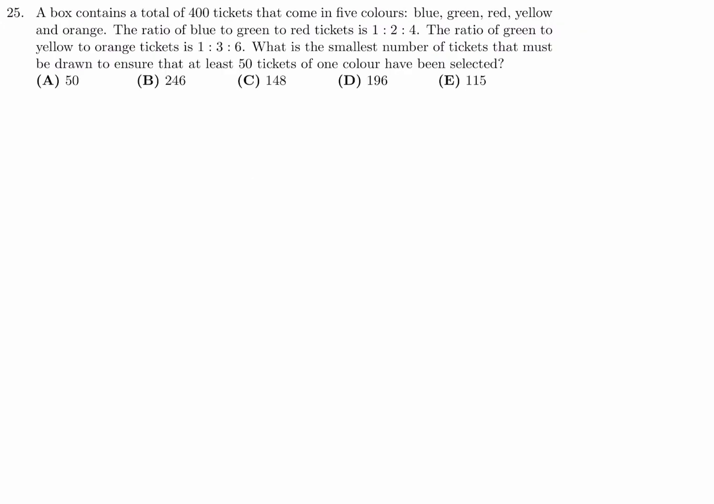A box contains a total of 400 tickets that come in 5 colors: blue, green, red, yellow, and orange. The ratio of blue to green to red tickets is 1 to 2 to 4, so I'll call it x to 2x to 4x. The ratio of green to yellow to orange is 1 to 3 to 6, so I will write Z, 3Z, 6Z. What is the smallest number of tickets that must be drawn to ensure that at least 50 tickets of one color have been selected?